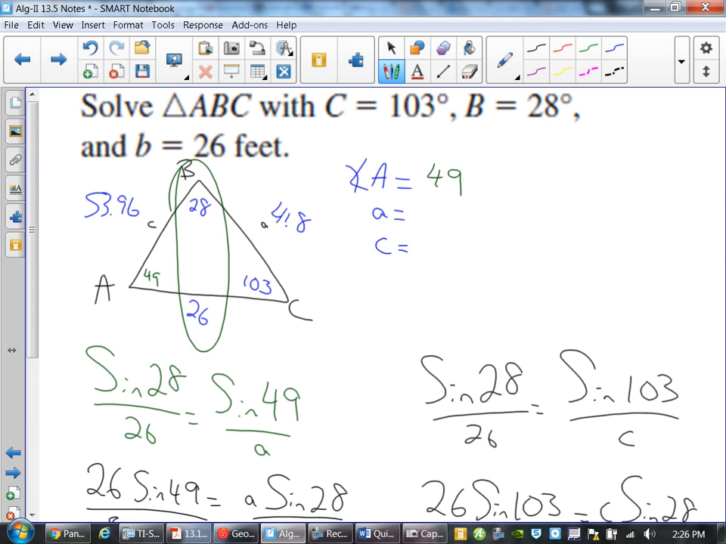Does that also mean that the smallest angle is across the next smallest side? Yes, sir. It just goes in order. And what happens if the two angles are the same? Then the sides are the same too.